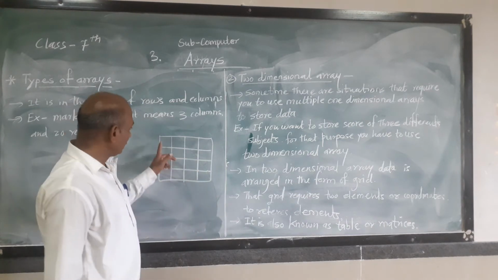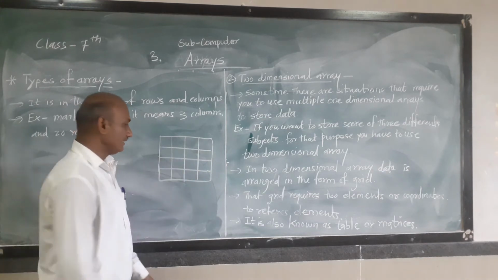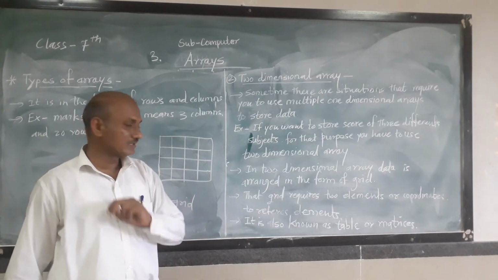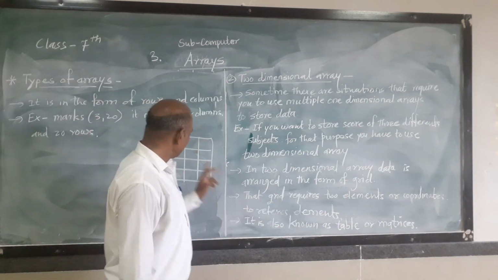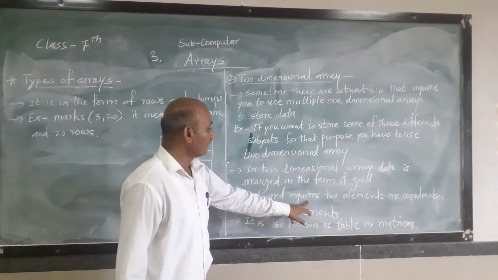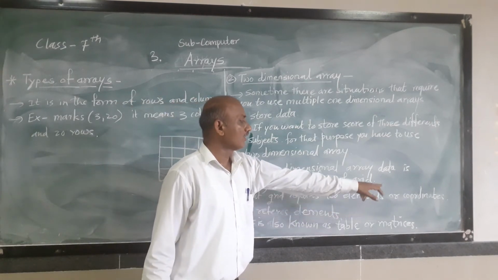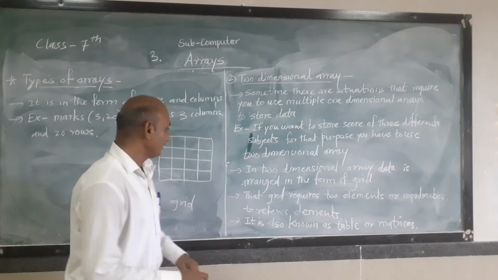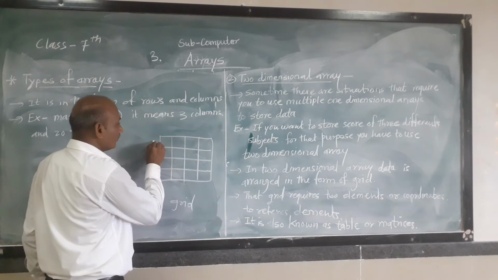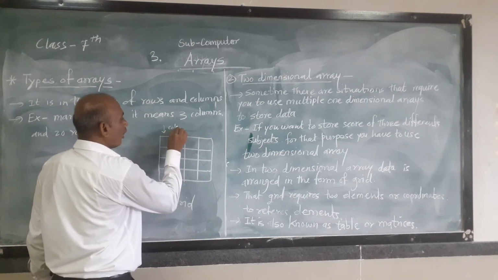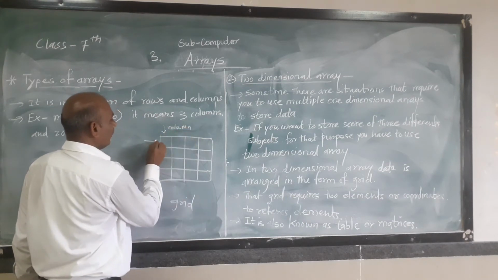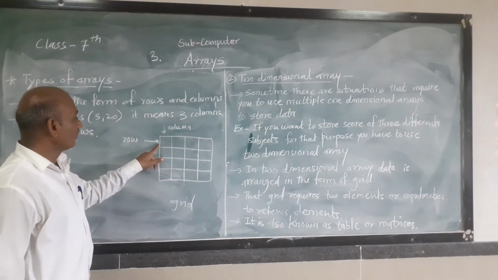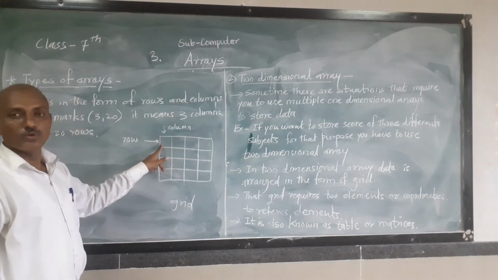In this way, the data is formed in the form of a grid. It is called a grid, meaning a two-dimensional array. That grid requires two elements or a coordinate. Two elements are required. How? One for column and one for row.